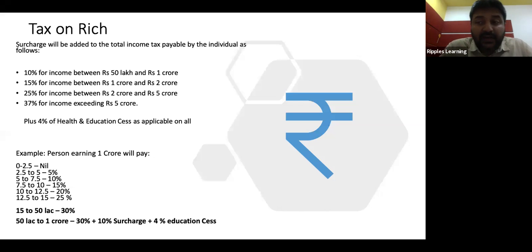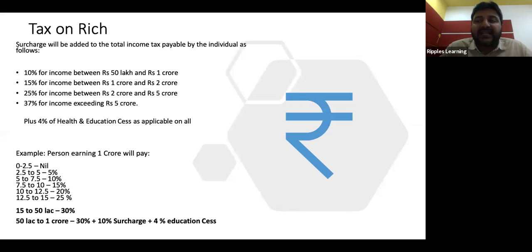Now, kindly note that even if somebody chooses the old regime, the moment a person earns more than 50 lakhs, this is what would apply to them. So if a person was choosing the old regime, it doesn't mean this would not apply to them. This is universal again for both old as well as new regime, right? Under the section of tax on rich, surcharge is an additional charge on your net tax payable.